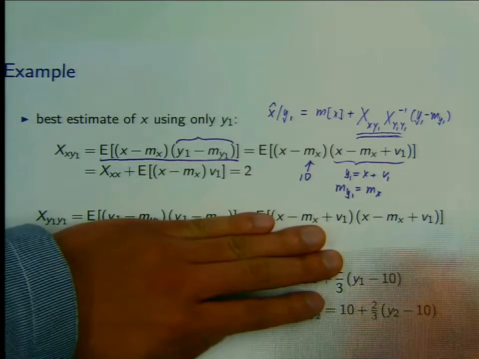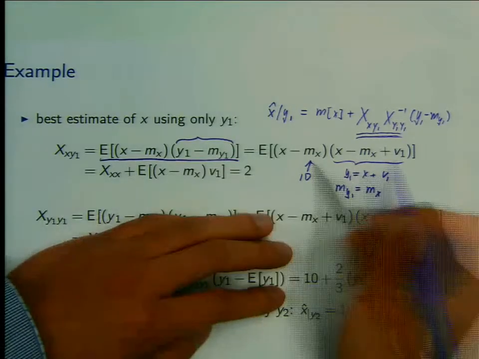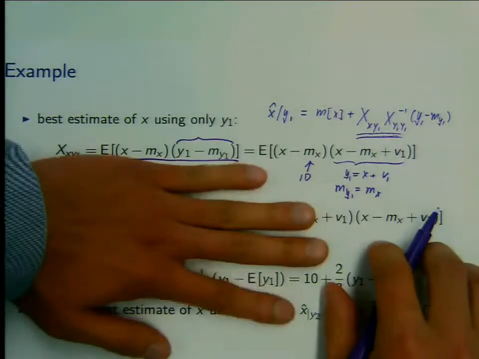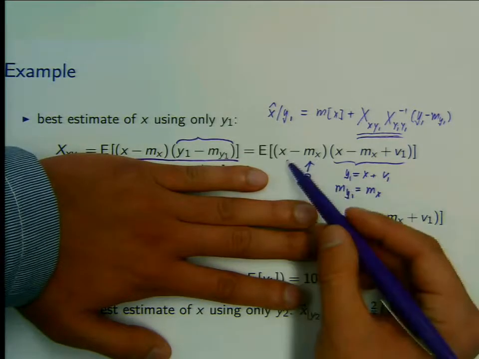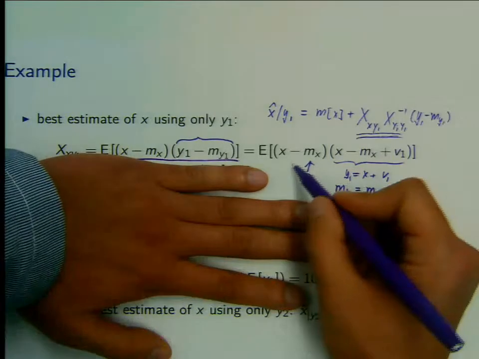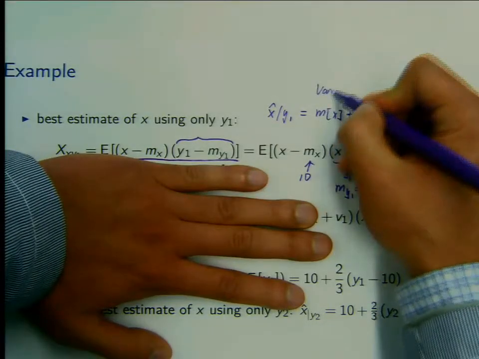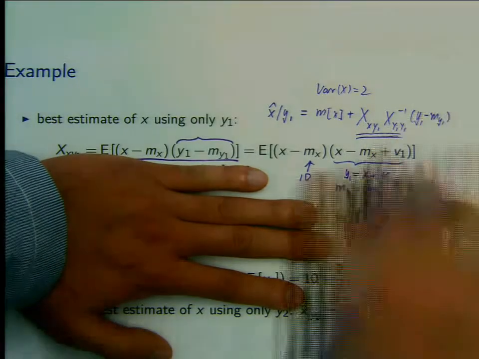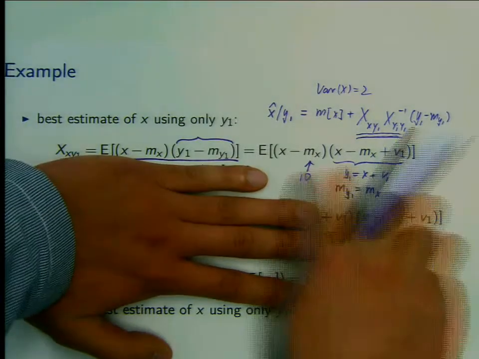It's good you are following the derivations here. So write it out, then look at the result here. From now on, I wish you to be able to directly, after you see this, tell me the value of this guy. If I tell you the variance of x is 2, and I tell you x and v1 are uncorrelated, what will this give me?